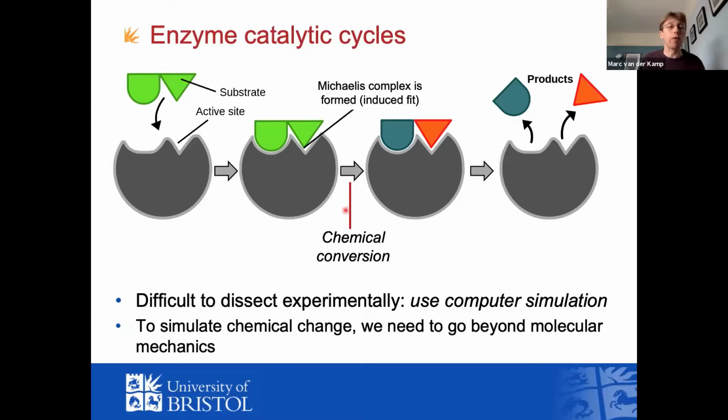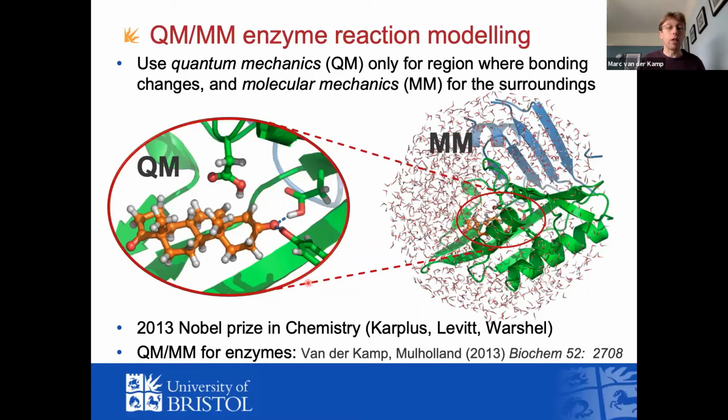But if we want to look at this chemical conversion, then we really need to go beyond the standard molecular mechanics techniques that probably most of you, if not all of you, are familiar with from molecular dynamics simulations. A common way to do that is with a QM/MM approach, where we have part of the system treated using a quantum mechanical method, which means that all the electrons are included explicitly. Typically, if we look at an enzyme reaction, that would be the substrate and a few key amino acid residues that are directly involved.